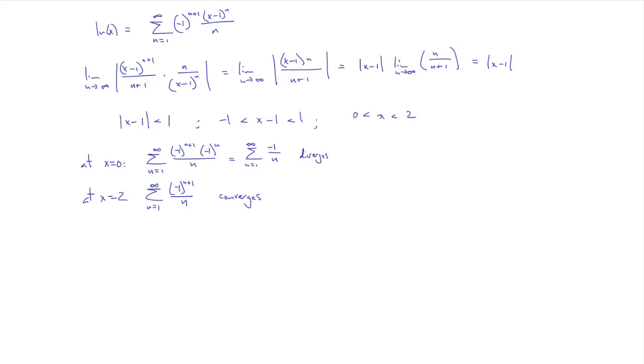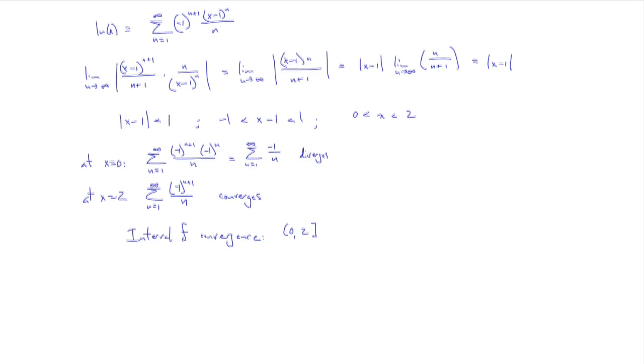On the other hand, when we plug in x equals 2, 2 minus 1 is 1, and 1 to the n is just 1, and so we get (negative 1) to the n plus 1 times 1 over n, or just (negative 1) to the n plus 1 over n. And that's the alternating harmonic series, and that converges. And so this power series converges for all values of x between 0 and 2, excluding 0, including 2.